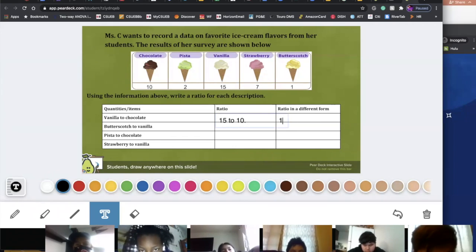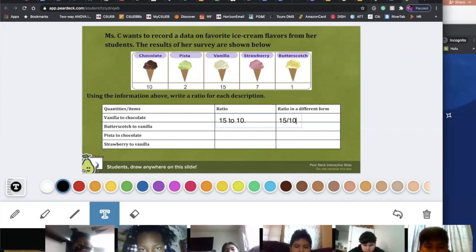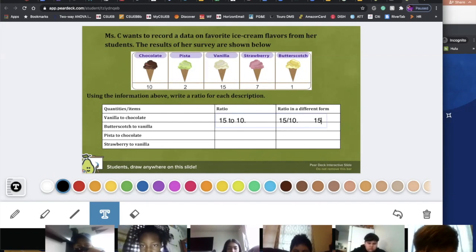How about this? 15, what symbol should I use? Do you remember the slash? You can use a slash. There's one more, there's another one you can use. Do you remember what it's called? Colon symbol. Colon symbol, yes.